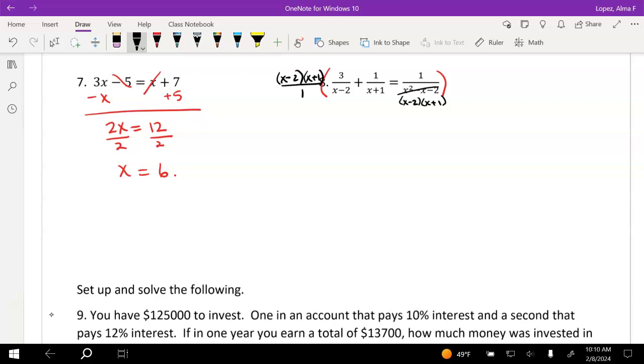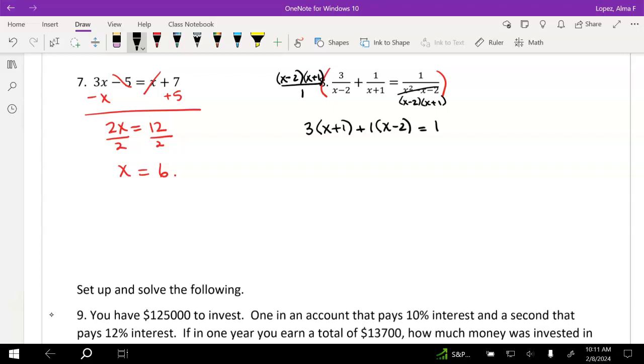Then you go to the third. In order to cancel the denominator in my third term, I've got to have an x minus 2 and an x plus 1. I already have that, so that is my least common denominator. When I multiply the first piece by the least common denominator, the x minus 2's cancel, and we've got 3 times x plus 1. When I multiply the second term by the least common denominator, the x plus 1's cancel, so I'm going to be left with the 1 and the x minus 2. When I multiply the third term by the least common denominator, the entire denominator cancels, so we're left with 1.